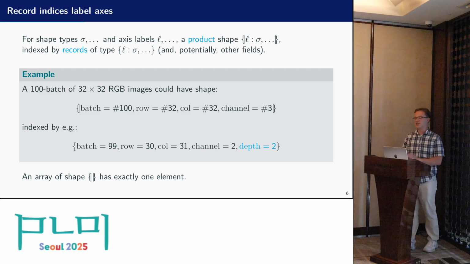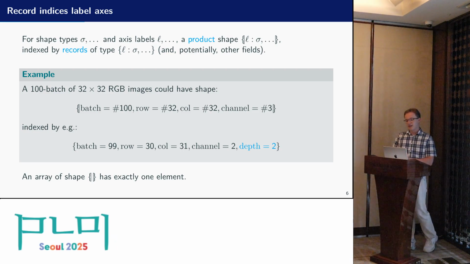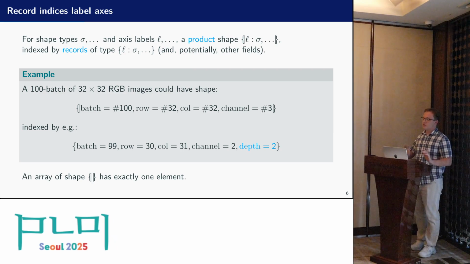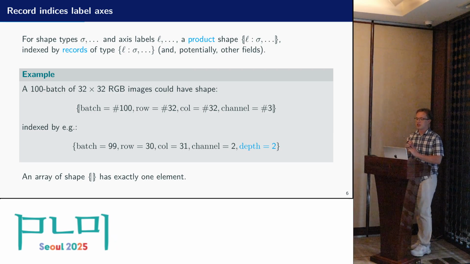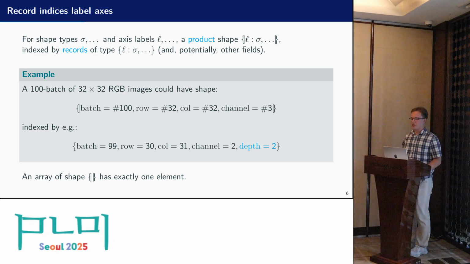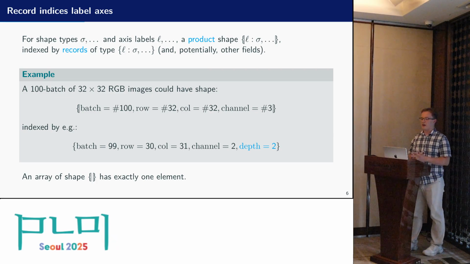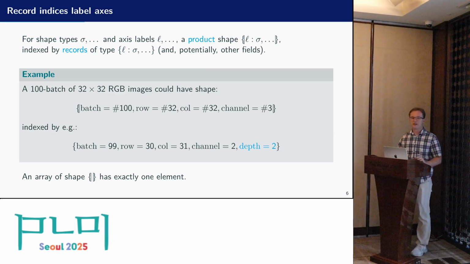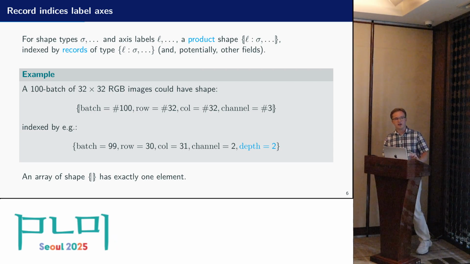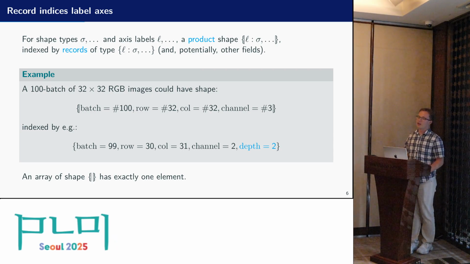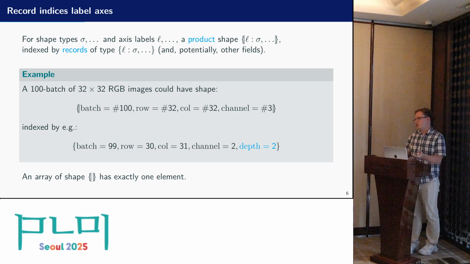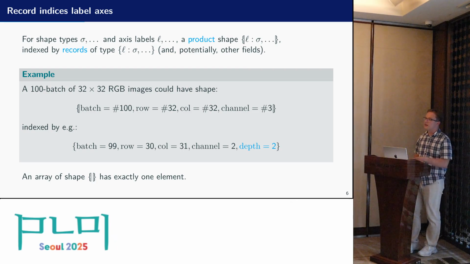So let's start off with looking at records. Why is it interesting to index your arrays with records? So for a bunch of axis labels and existing shape types, we'll have a product shape, and this can be indexed by records of a corresponding record type. And here we'll say that this record can have more fields. So if I write down, for instance, a series of RGB images with 3 channels, I can write down the shape of an array which stores that. It's a 4-dimensional array. Normally I will just have a 4-dimensional array which is like 32, 32, 3 in shape. Here I can label these axes and then I can index them with a record.